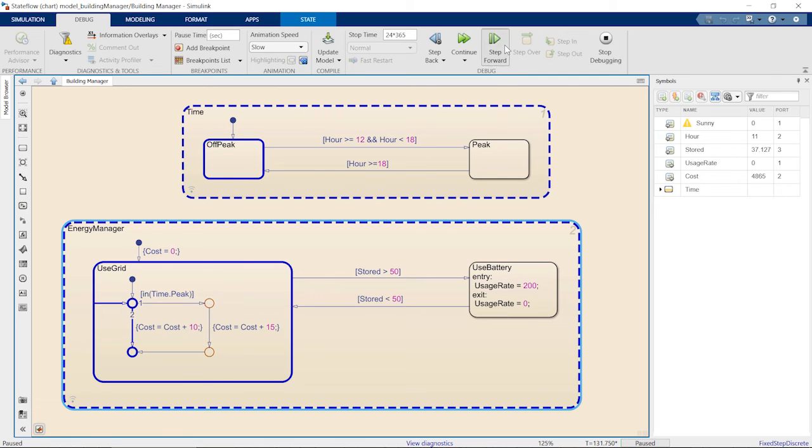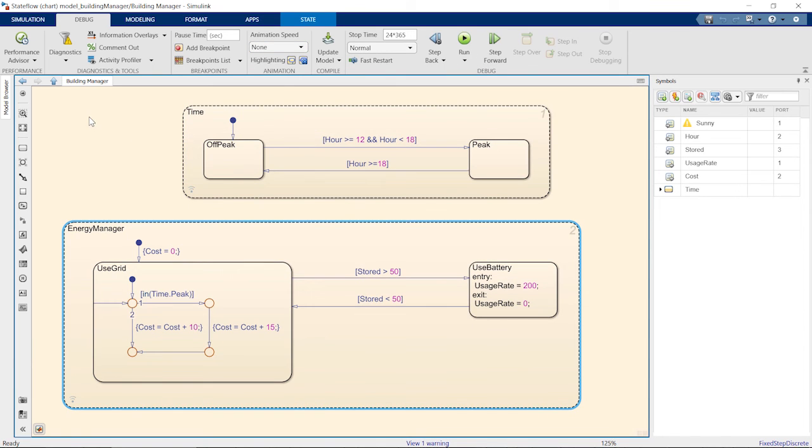As we take another step, we transition to the peak state, and then we're billed the peak price of $15. One last step, and we've transitioned to the use battery state. As we would expect, our cost hasn't changed. Okay, it looks like our decision logic is working properly. Let's turn off the animation and click Continue to run the remaining steps.